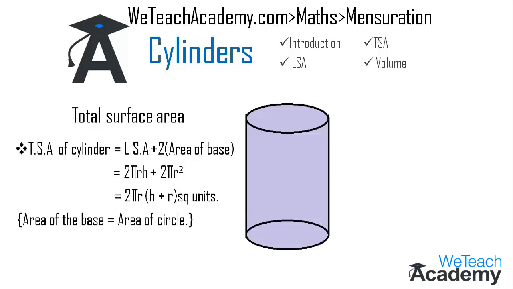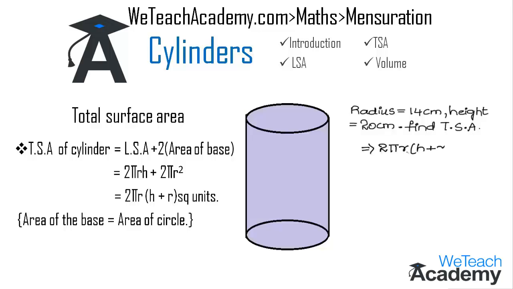Now let me explain an example on this formula. The given example is, if the radius of the base of a cylinder is equal to 14 centimeters and the height of the cylinder is equal to 20 centimeters, then find the total surface area. We already know that total surface area is given by the formula 2 pi r into h plus r. Substituting the values of h and r in the formula, we get 2 into 22 divided by 7, that is the value of pi, into r, that is 14 here, into h plus r, that is 14 plus 20, which is 34 over here.